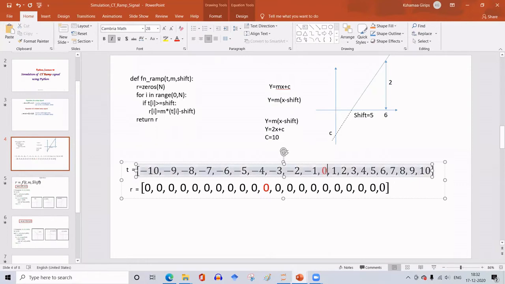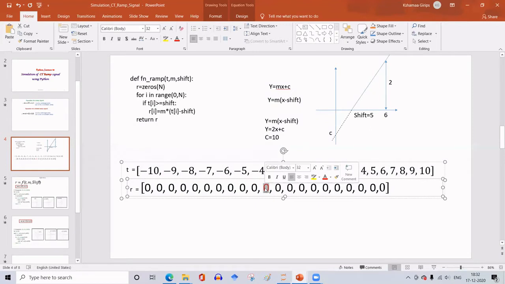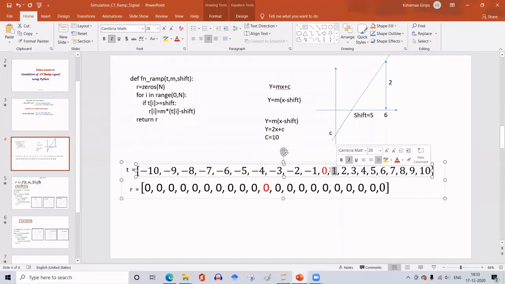Okay. So at this 11th value, we get T of I is equal to 0. So we'll keep that. If you put that value here, 0 minus shift is also 0. So R of I is 0. So next, when this becomes 1, T of I is this one, which is greater than the shift, because I have given the shift is equal to 0.